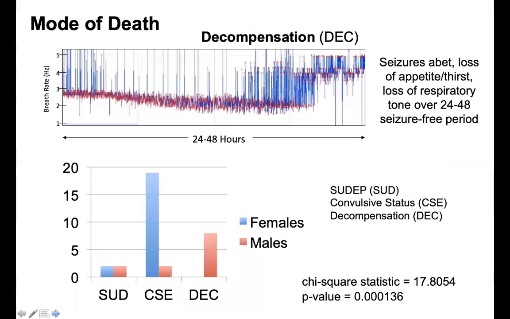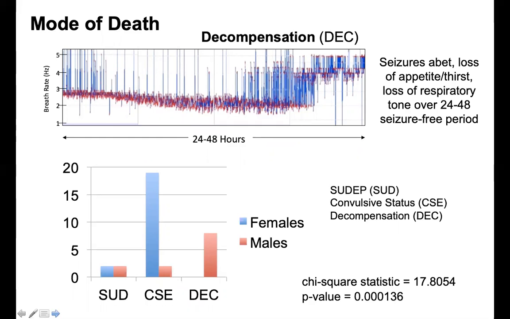Now I want to talk a little about mode of death. We have three different modes of death. SUDEP we define as a few seizures on a day when there were very few seizures preceding those seizures, either on that day or the day before. In other words, a seizure-free period followed by 1 or 2 seizures and death.